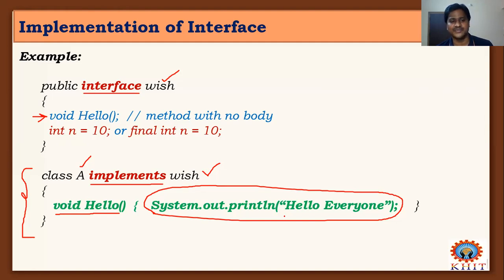Suppose some other class B is going to implement this interface for wishing the same. Then maybe that class B can wish others by implementing that hello method, saying something like hello everybody. Class A is saying hello everyone, and class B can implement on its own hello everybody like that. Okay, understood?